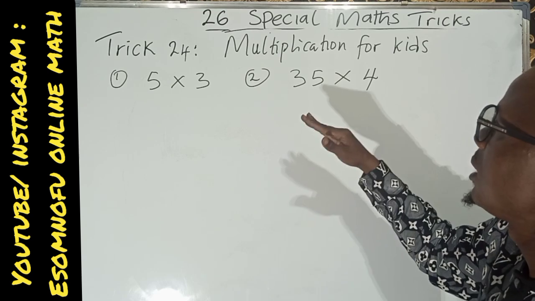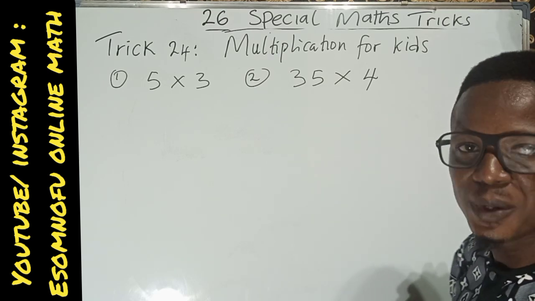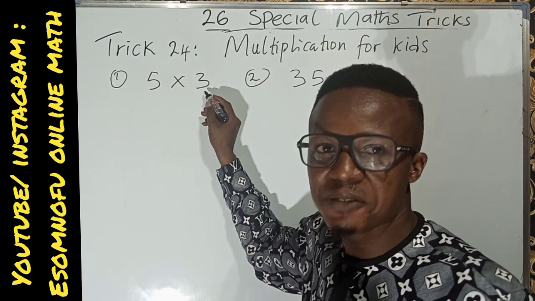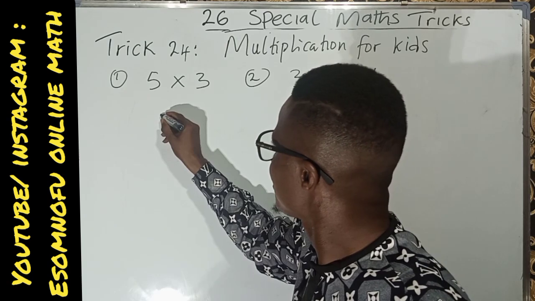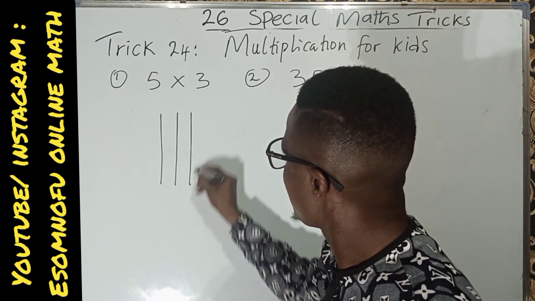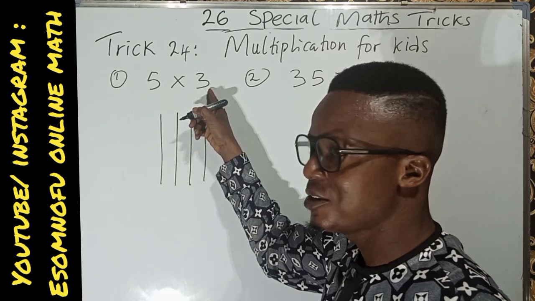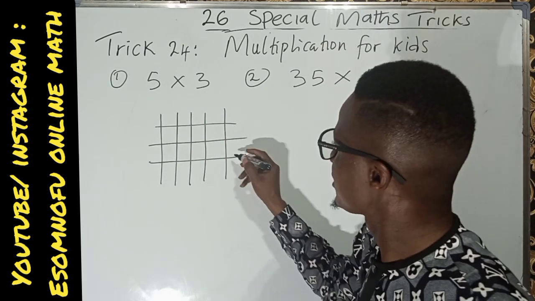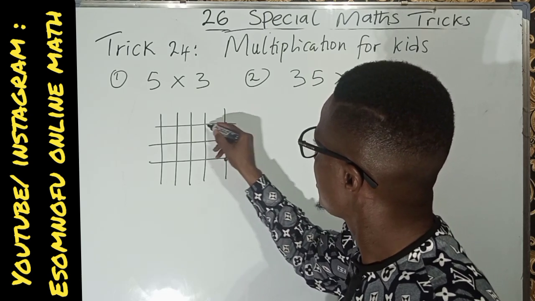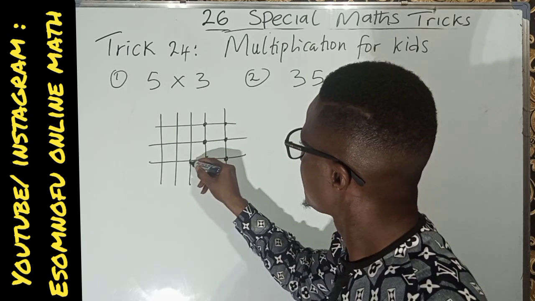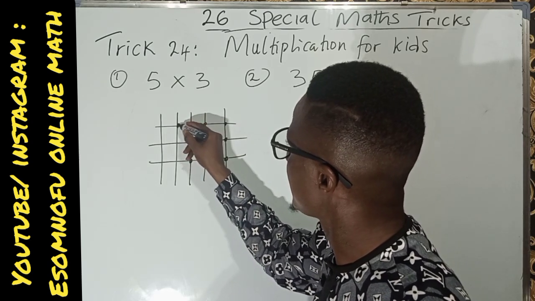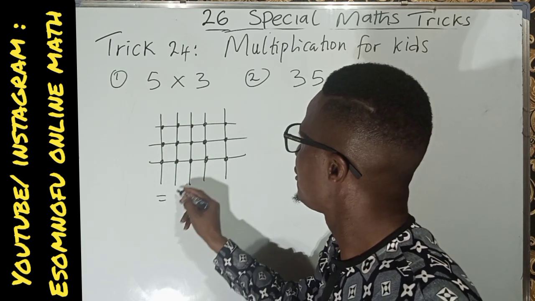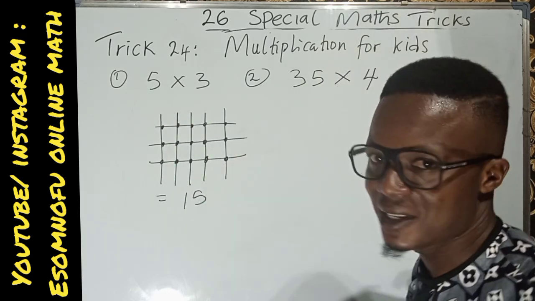Okay, in trick number 24, I call it multiplication for kids. When you want to multiply 5 by 3 for a kid who is finding it difficult to multiply, just draw 5 lines: 1, 2, 3, 4, 5. Then draw 3 lines: 1, 2, 3. Check the points of intersection: 1, 2, 3, 4, 5, 6, 7, 8, 9, 10, 11, 12, 13, 14, 15. Therefore, 5 times 3 will give us 15.